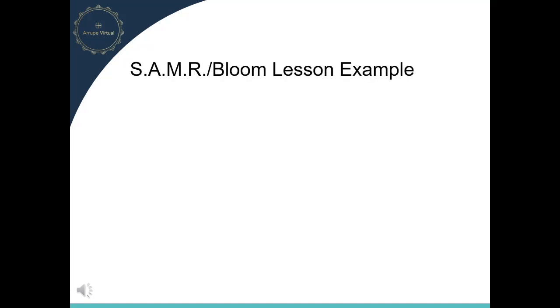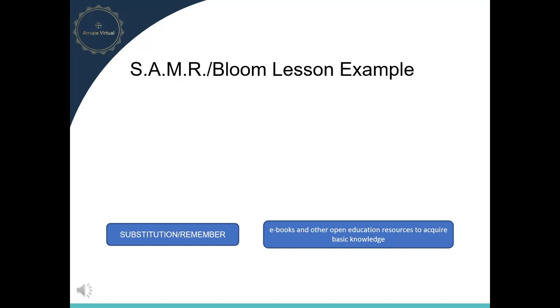I found this lesson on commonsense.org that explains the coupling of these 2 models using an introduction to statistics course, although the general pattern can be applied to other math courses. At the substitution remember level, students use ebooks and other open education resources to acquire basic knowledge about statistical tools and procedures. They do not go beyond what is in their device nor go online.